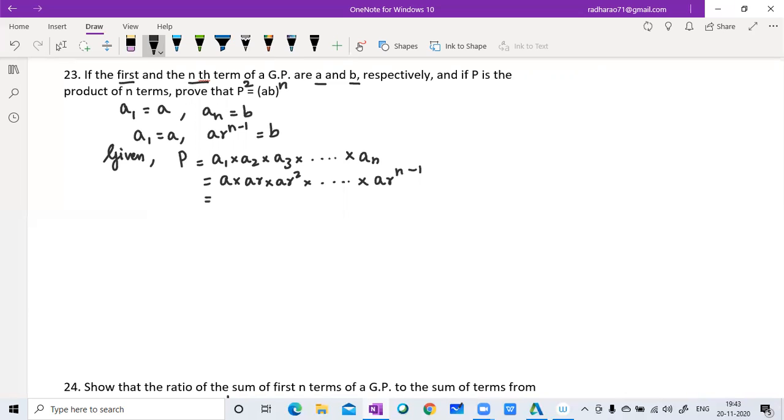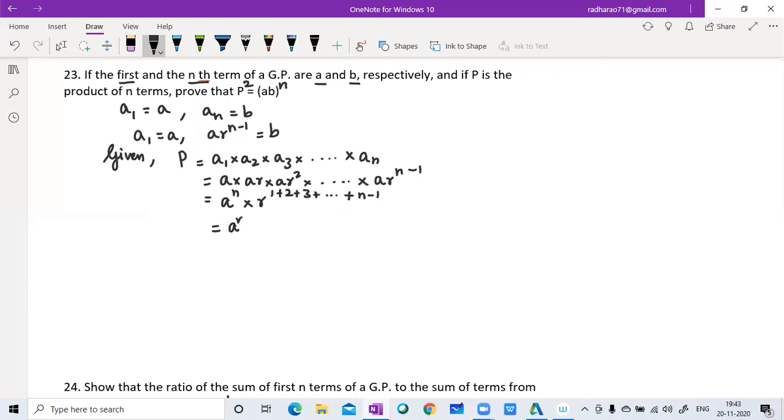Now here A is multiplied how many times? N times, 1, 2, 3 up to n terms. So A is multiplied n times, so it is A power n into R power. Here the bases are the same. R is the base, so 1 plus 2, etc. up to n minus 1. So R power 1 plus 2 plus 3, etc. up to n minus 1.